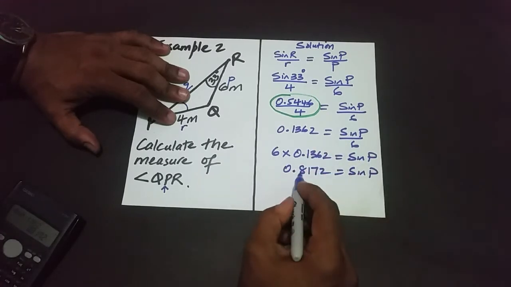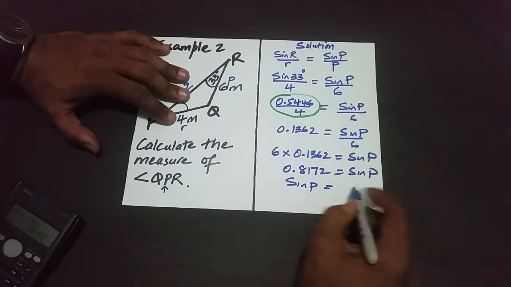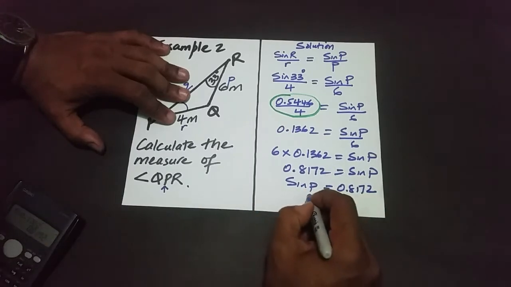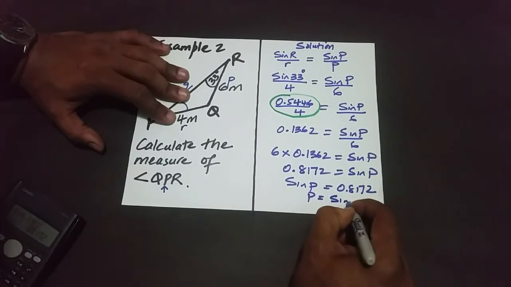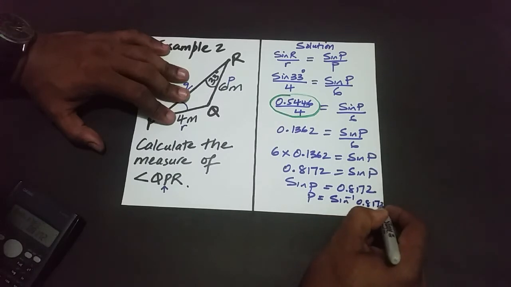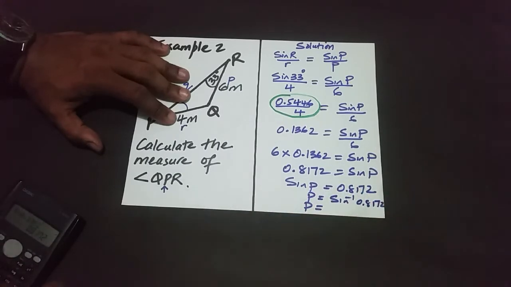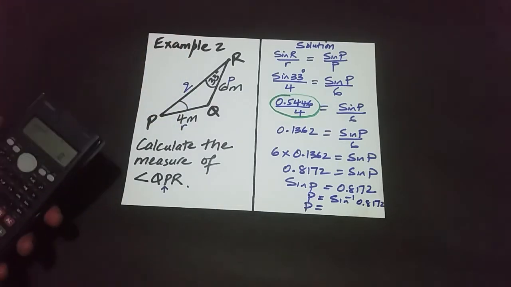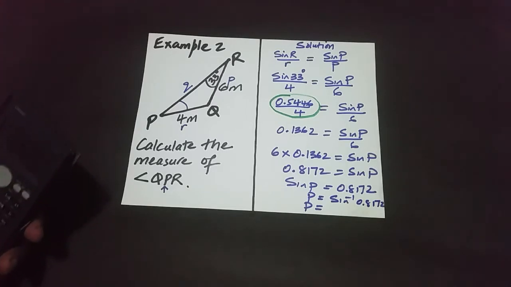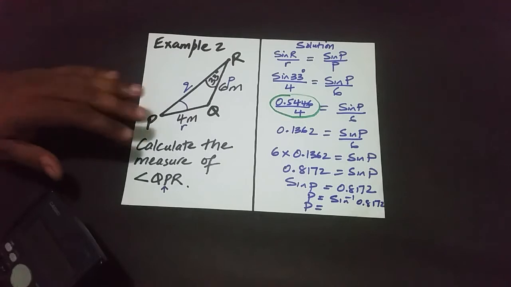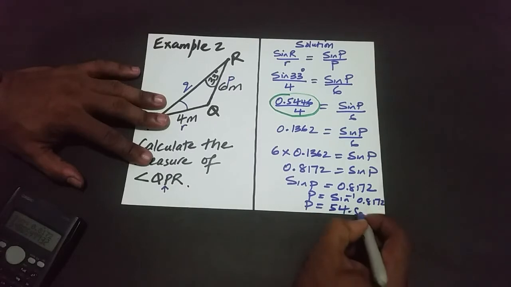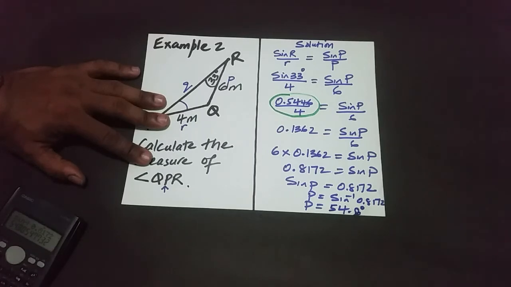Now this can also be written like this: sine P is equal to 0.8172. And of course, we're finding an angle. So P would be equal to the sine inverse of 0.8172. Shift sine inverse of 0.8172 will be equal to 54.8 degrees. It's an angle, so we can write it to one decimal place.